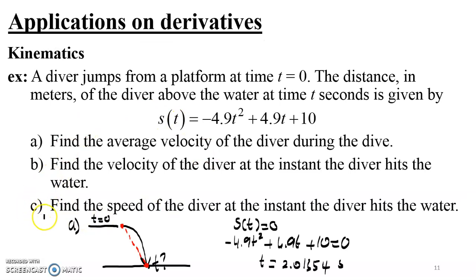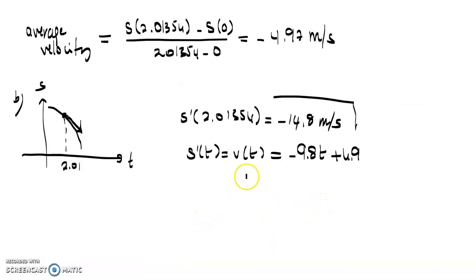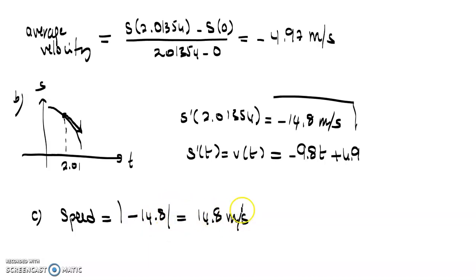Which leads me to part C, where they ask to find the speed of the diver at the instant the diver hits the water. So we're still at the same value of t here, the moment the diver hits the water. So the speed is, in fact, represented by the absolute value of the instantaneous velocity, which graphically is the magnitude of the velocity vector, the one that is tangent to the curve at that specific point. So for the speed at that specific value, that would be the absolute value of negative 14.8, which is 14.8 meters per second.